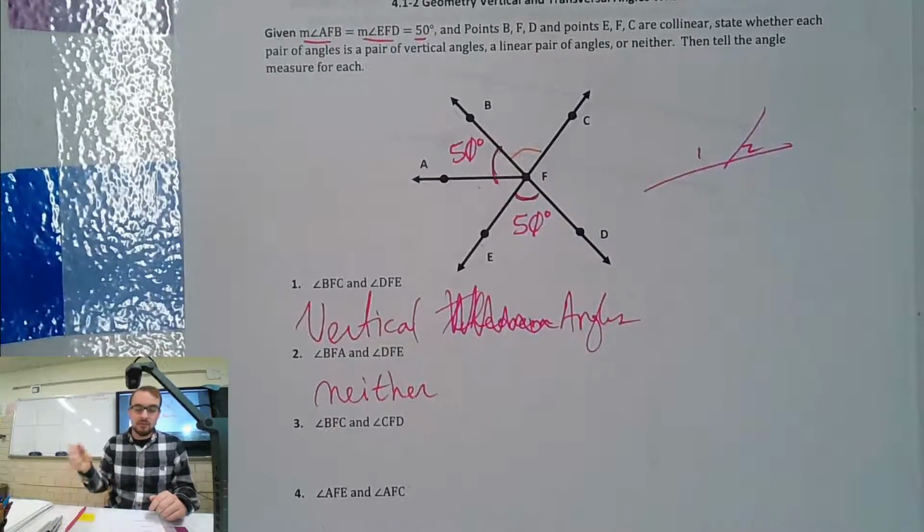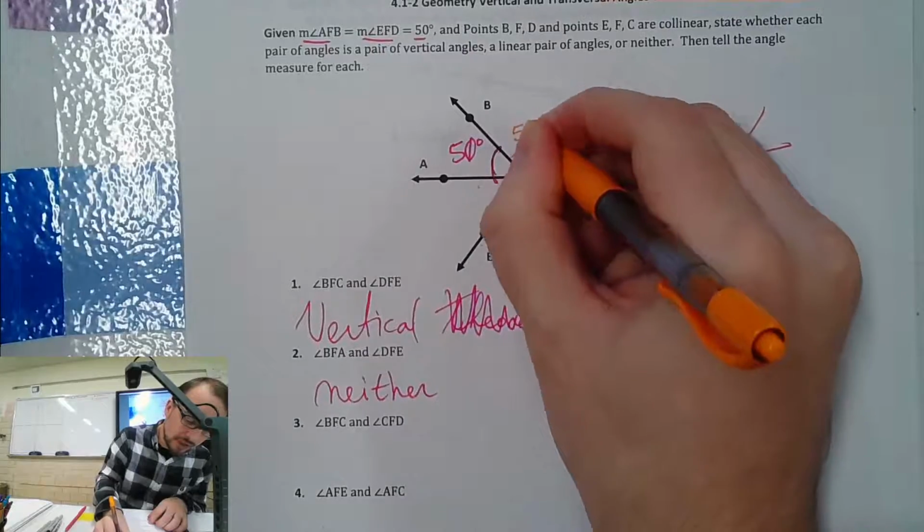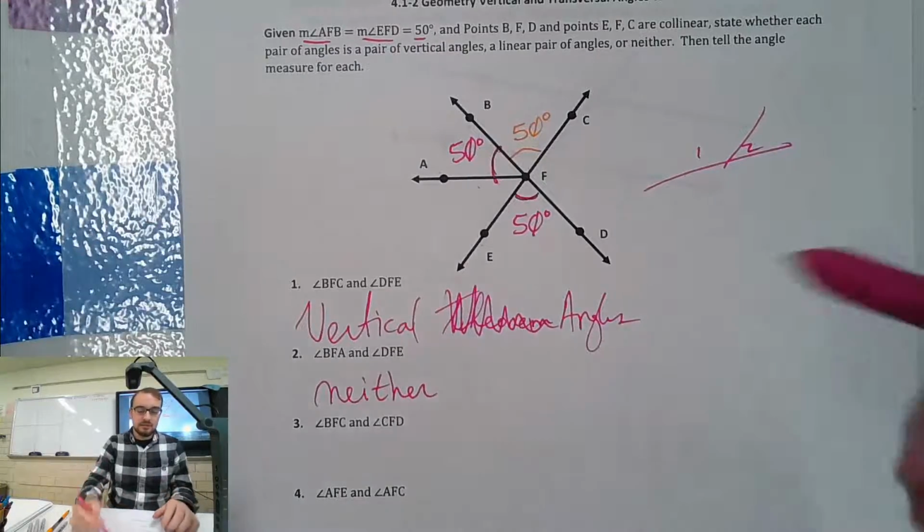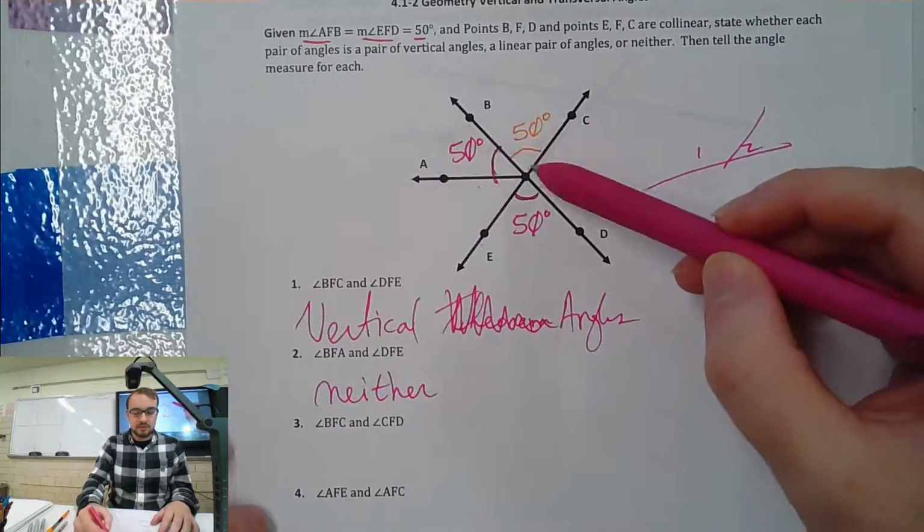Now, we learned earlier that this is 50 from vertical angles, right? So we should probably write that down. All right. BFC and CFD. So we're talking about these two.